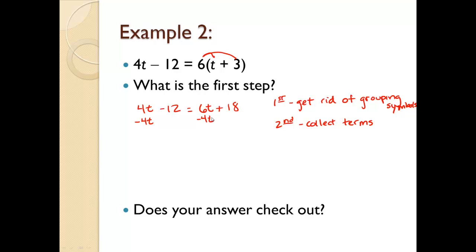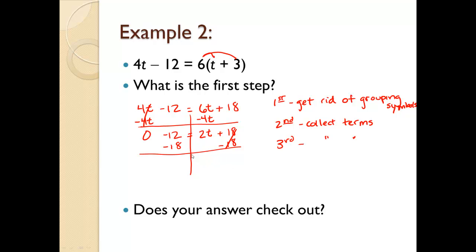Now I'm doing this for two reasons. One, to show you it doesn't matter what side you put the variable on. And two, because when I do this, I get a positive variable over here. So that's one less thing to worry about with negatives. Okay, so next, I need to do that with my numbers. Since my variables are on this side, I'm going to move the numbers to the other side.